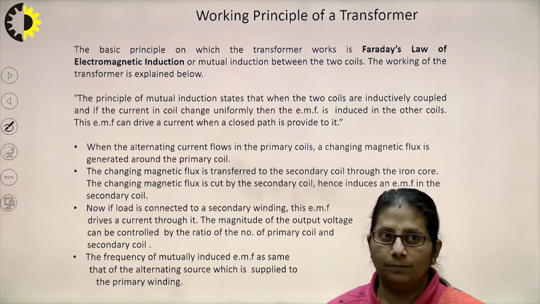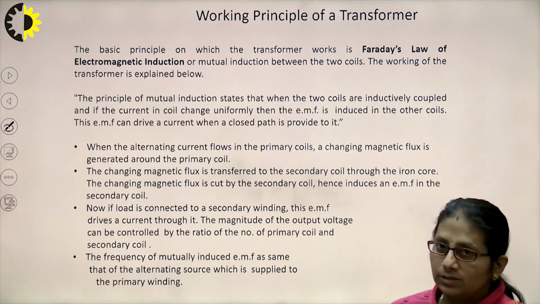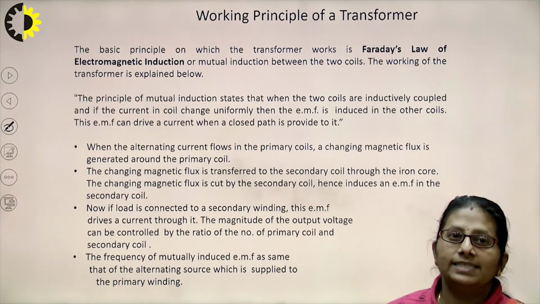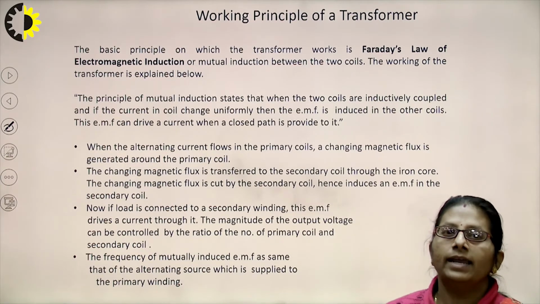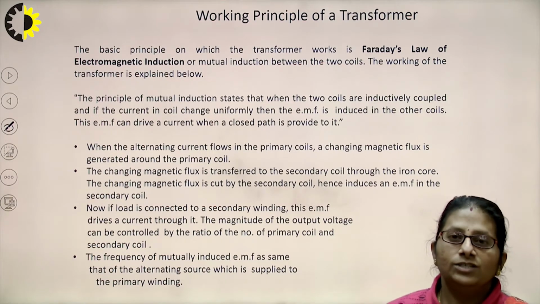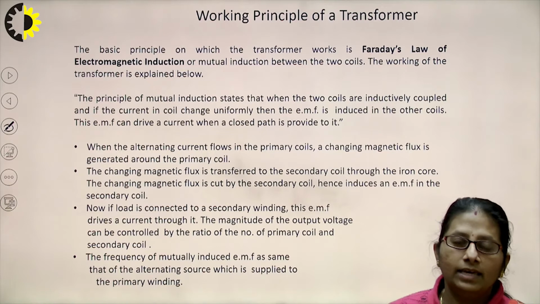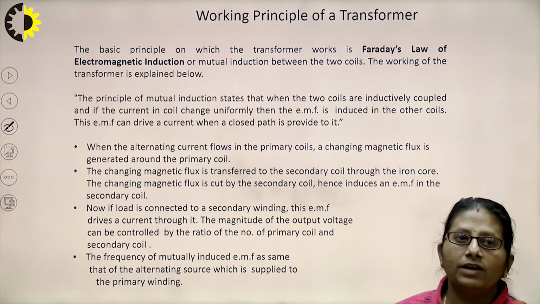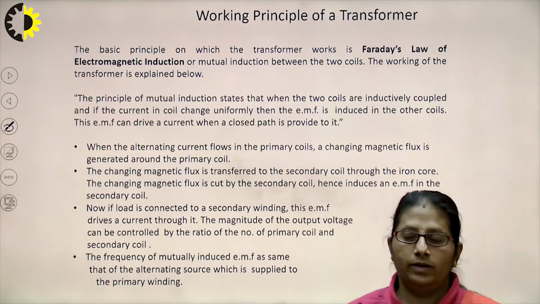The working of the transformer can be explained by the principle of mutual induction, which states that when two coils are inductively coupled, and if the current in one coil changes uniformly, then an EMF is induced in the other coil. This EMF can drive a current when a closed path is provided to it, right.